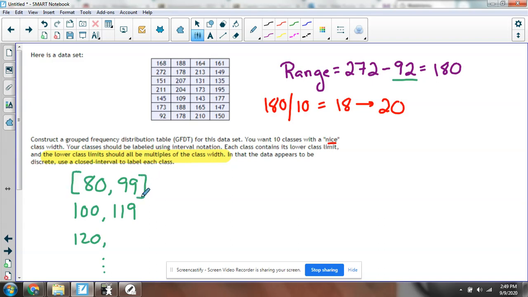The brackets, like kind of next to the P button on your keyboard. Brackets, brackets, and then so on. This will go up to 139. Write all those out, and then you have the really annoying part of counting up all the data values in each interval, and that's really it.